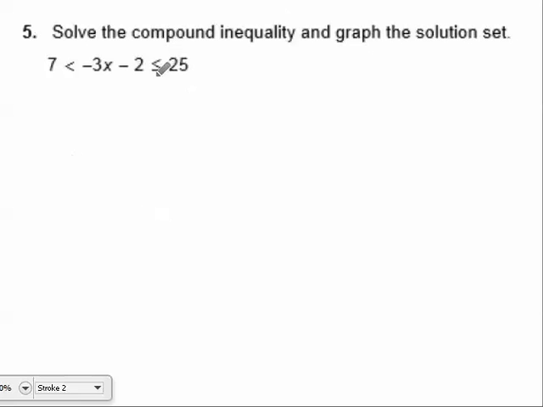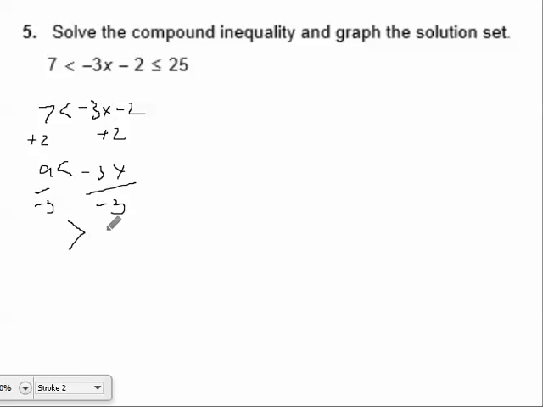Okay. This one is a compound inequality. So you break it up into two things. 7 is less than negative 3x minus 2. Add the 2 to both sides. 9 is less than negative 3x. I'm going to divide by negative 3. And that's going to flip my sign around the other way. And I will have x is less than negative 3. Okay?